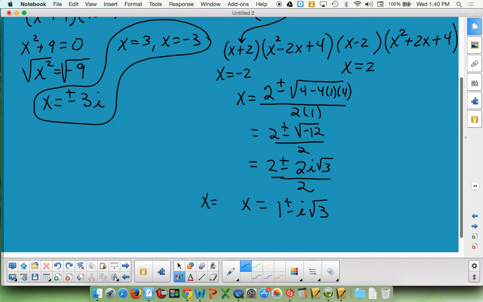I already know I've got x equals negative 2. I've got x equals positive 2. So there's 4 answers. And if I solve this other trinomial, I'm going to get answers 5 and 6.